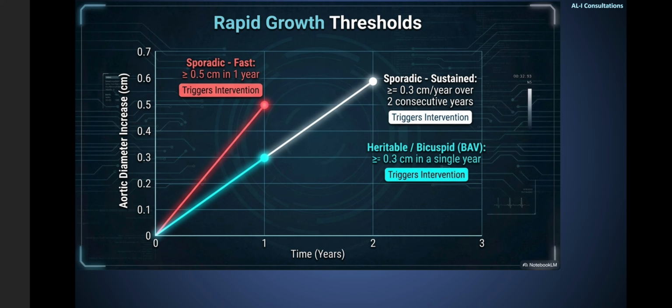If a sporadic aneurysm is growing at more than 0.5 centimeters in a year, it triggers intervention. If a sporadic aneurysm has a sustained growth greater than or equal to 0.3 centimeter per year over 2 consecutive years, it triggers intervention. For heritable or bicuspid aortic valve, more than 0.3 centimeter in a single year triggers intervention.